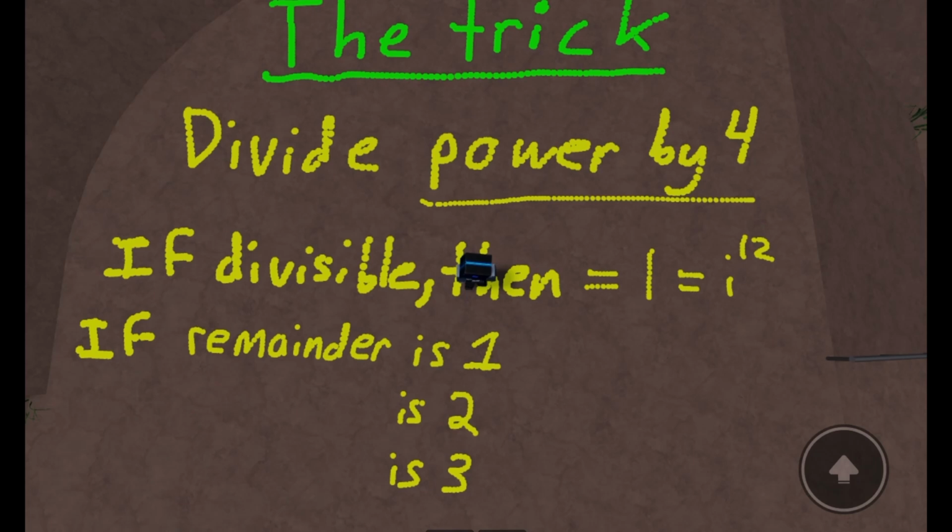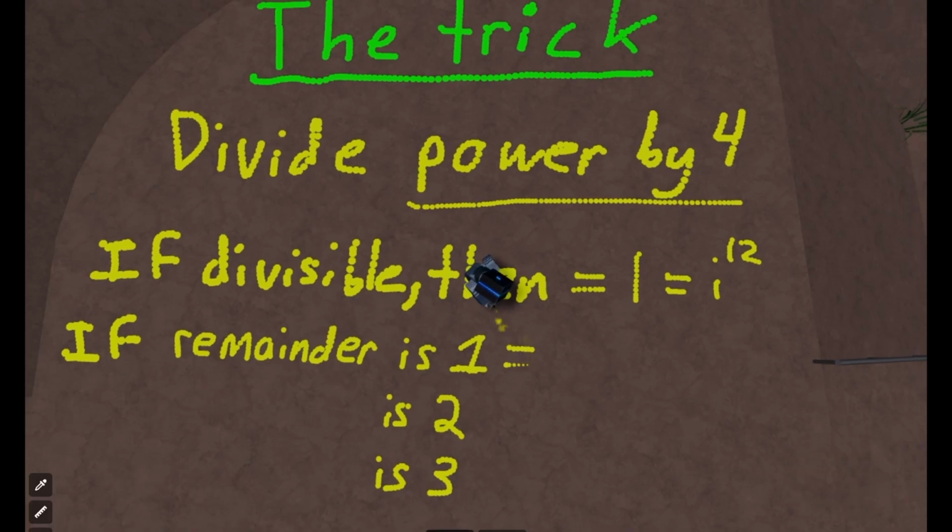However, if you get a remainder of 1, then this means that your answer is equal to i. As an example, i to the 13th is equal to i, because 13 divided by 4 yields a remainder of 1.